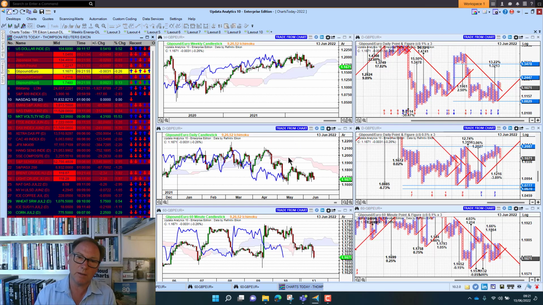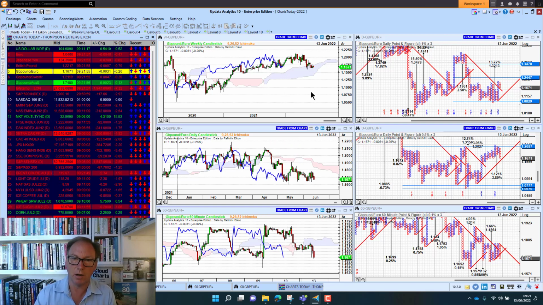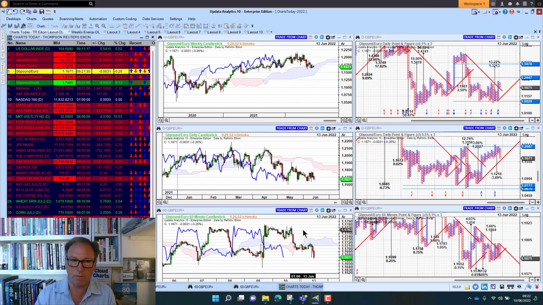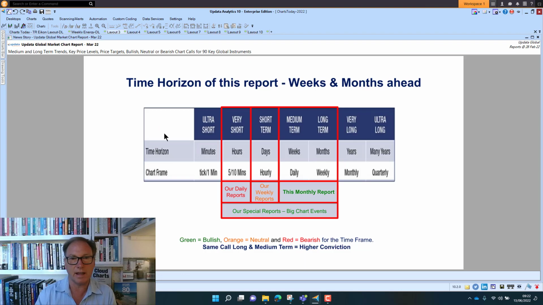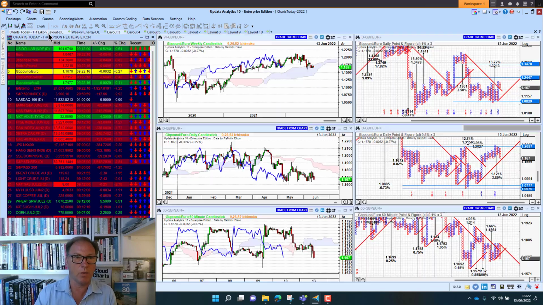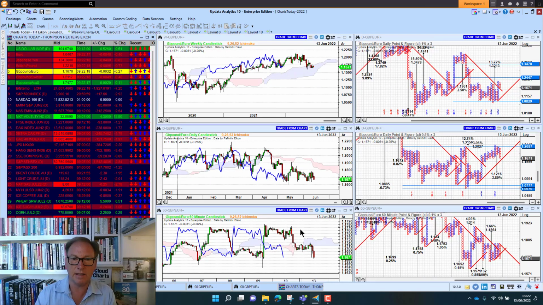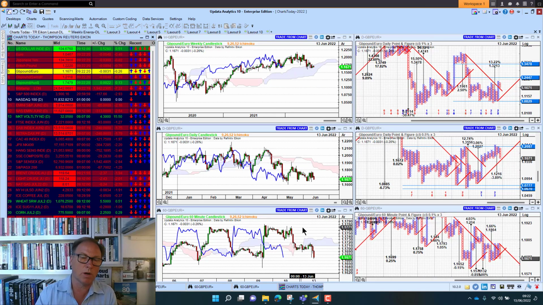Remembering this is my weekly, my daily, and my 60 minute chart, my long term, medium term, and short term view of the market. It's all about that time horizon. Remember, going back to that time horizon map, we're looking at minute charts for hours, hourly charts for days, daily charts for weeks, and weekly charts for months, which is why we come back to this weekly, daily, 60-minute chart, this multiple picture.